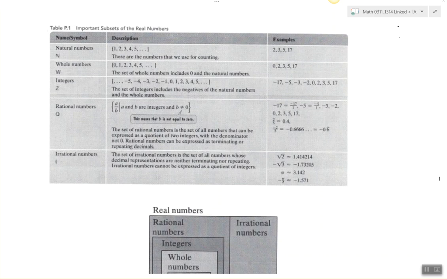So we've got the negative whole values, the positive whole values, and 0. These are many times the numbers that you see on a number line, but they are by no means the only numbers on a number line. The set of integers includes the negatives of the natural numbers and the whole numbers. So 0, positive natural numbers, and then put their opposites.